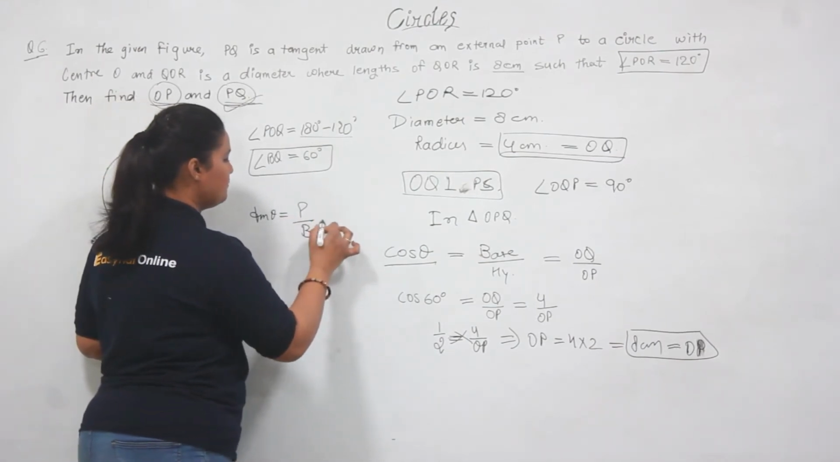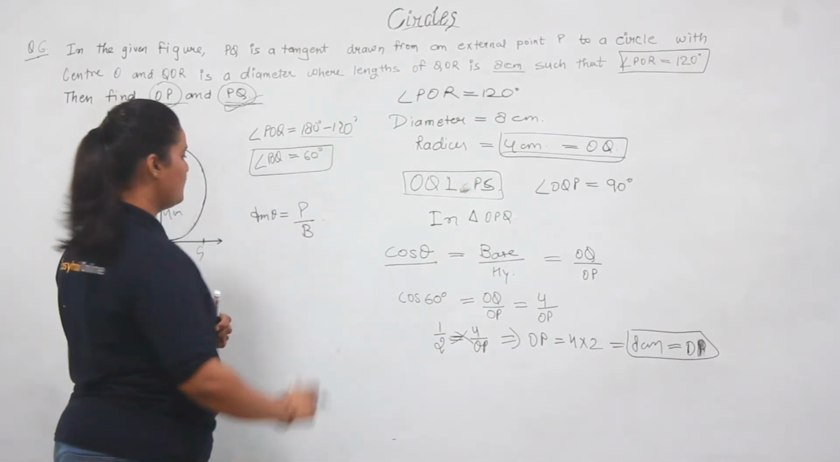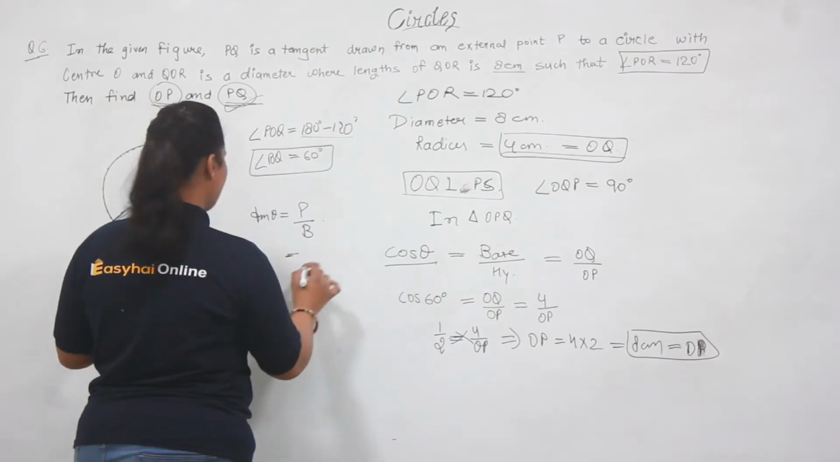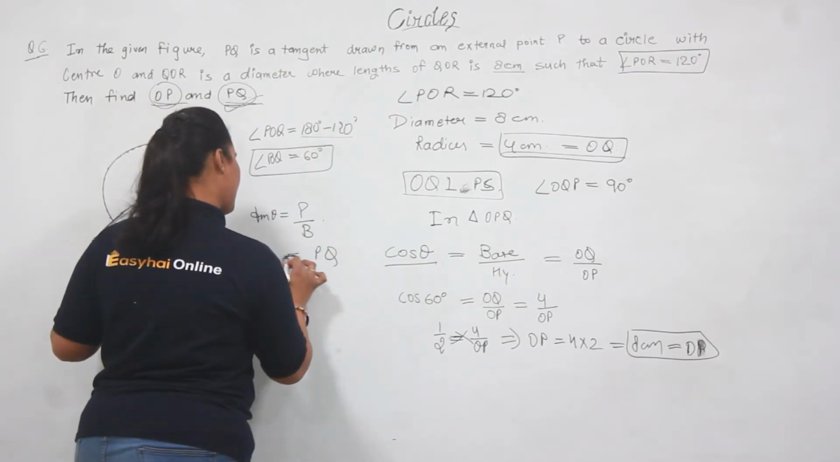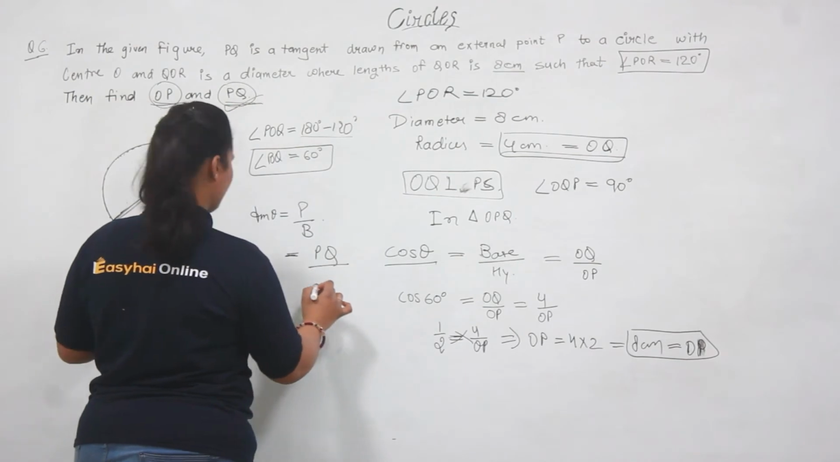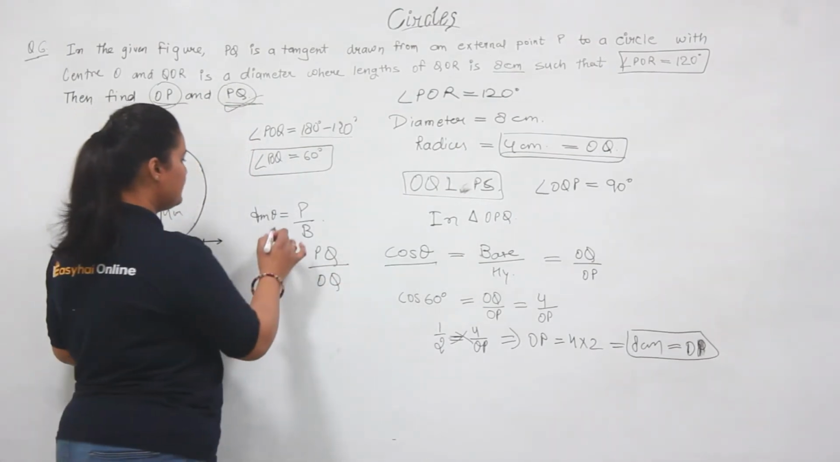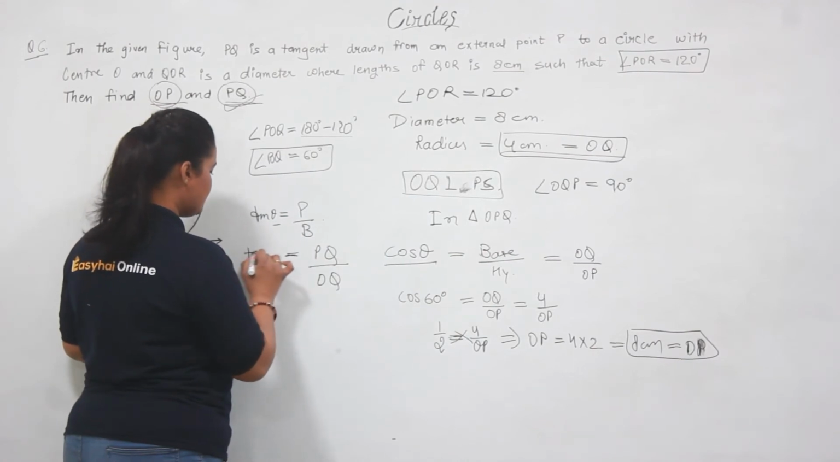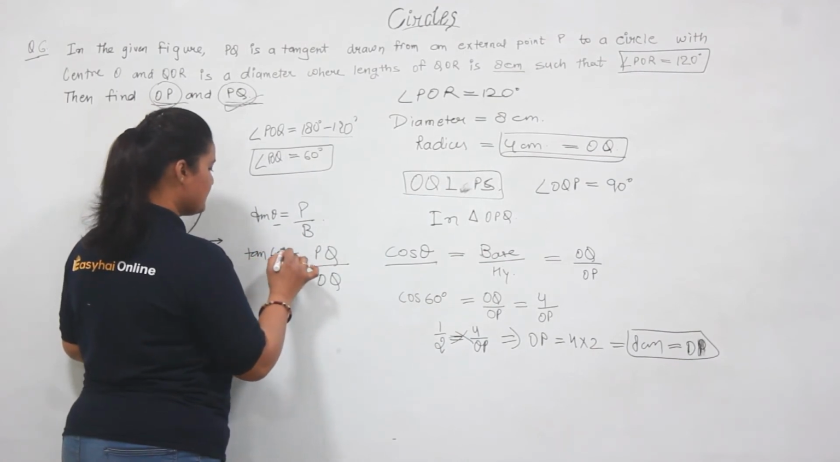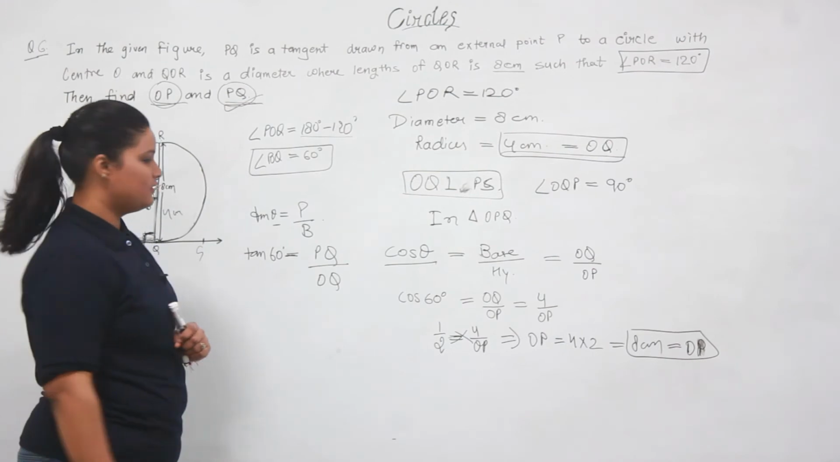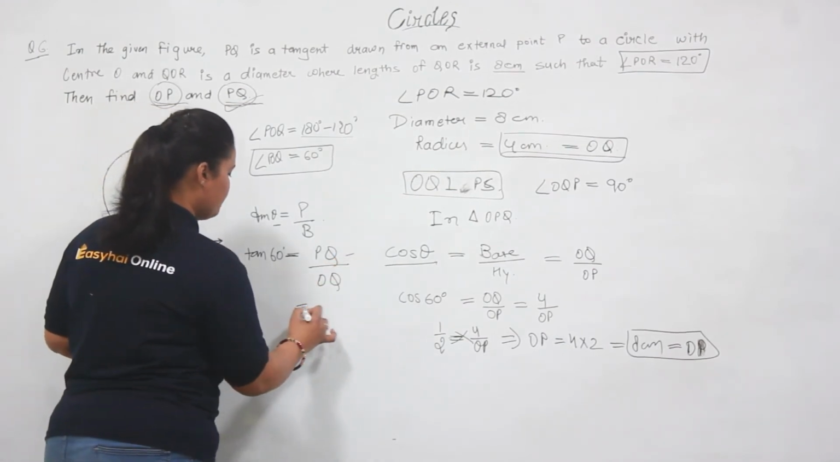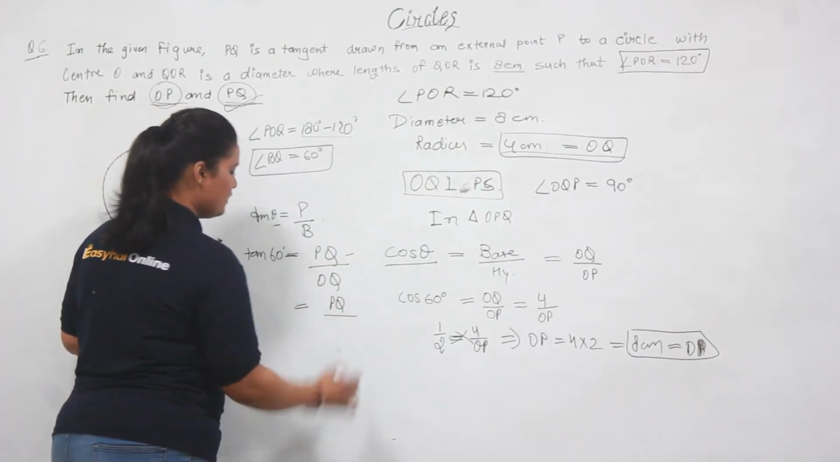Tan theta is perpendicular upon base, and the perpendicular here is PQ and the base is OQ. The base is OQ and theta is what? 60 degrees. It means it will be tan 60. Clear? We have to find out the length of PQ.